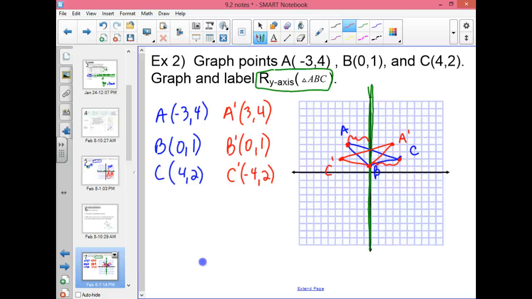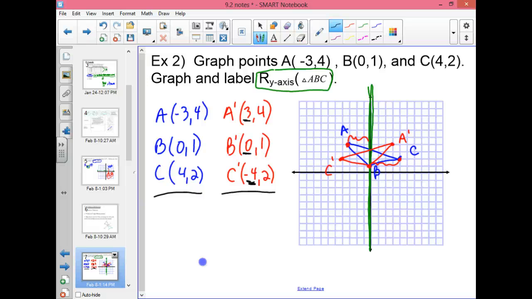Okay, so you should notice a pattern between the original points and the image points, the pre-image and the image. Notice, everything is the same except the x coordinates on A and C are negative. And it would have been negative on the B coordinate, but it was just 0, so it didn't show up, because 0, you can't make it negative.